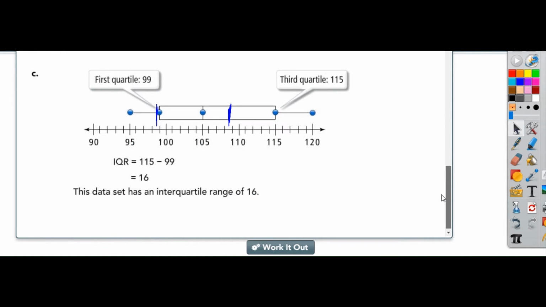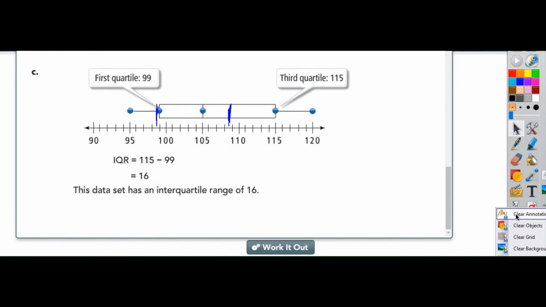And then we have C. Our third quartile is 115 and our first quartile is 99. Once you subtract them, you'll end up with 16. So this is the only solution that we should pick because the interquartile range is 16.